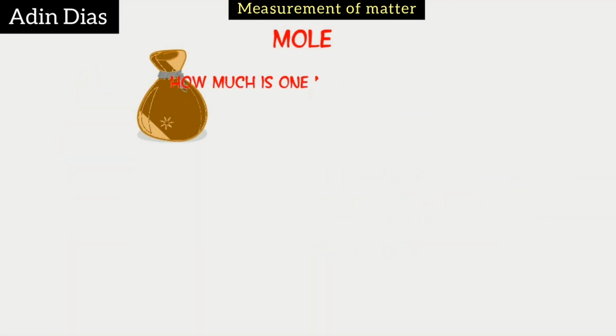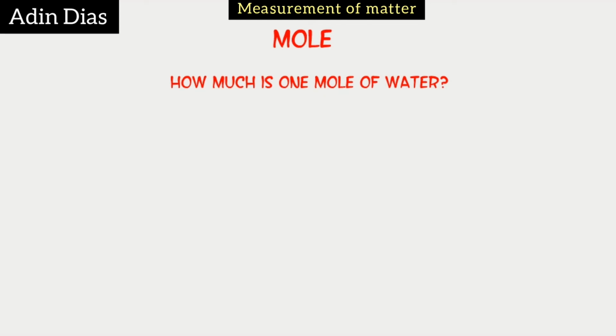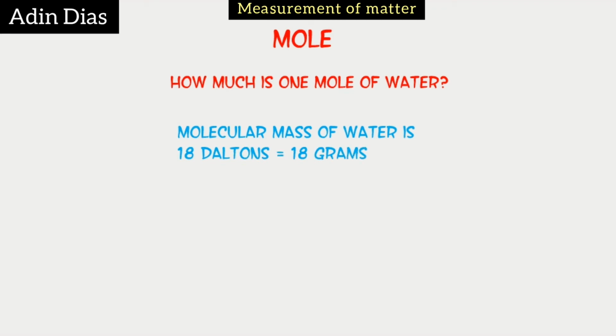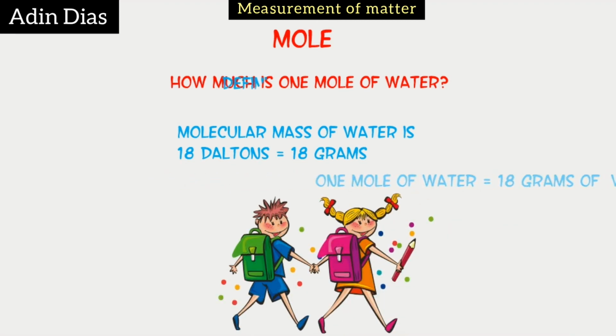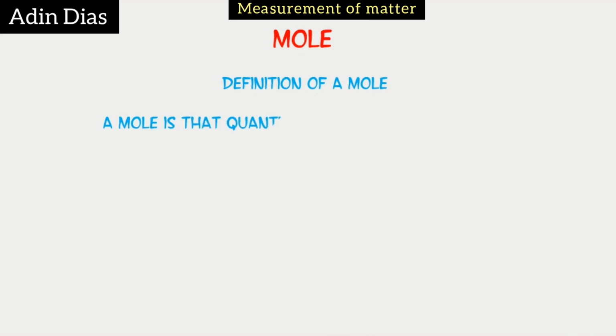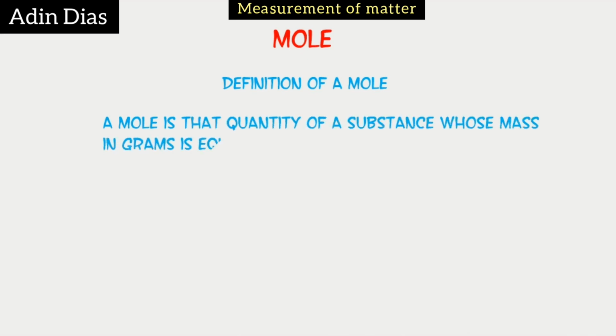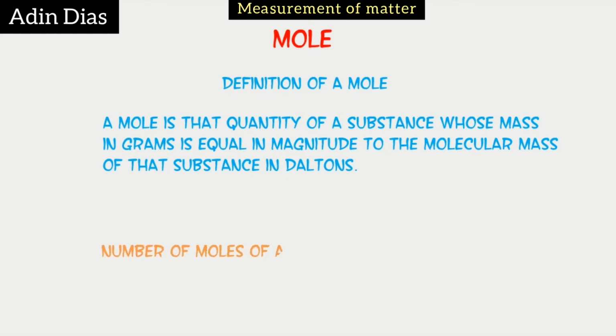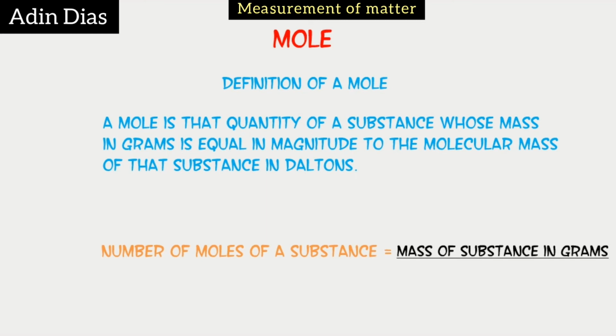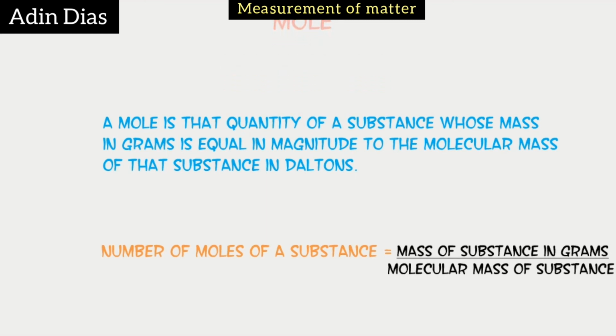Students, how much is 1 mole of water? You are smart. Since the molecular mass of water is 18 daltons, which equals 18 grams, 1 mole of water is 18 grams. Animation makes learning so easy, right? This brings us to the definition of a mole. A mole is that quantity of a substance whose mass in grams is equal in magnitude to the molecular mass of that substance in daltons. So the formula of mole is: number of moles of a substance is equal to mass of the substance in grams upon molecular mass of the substance.